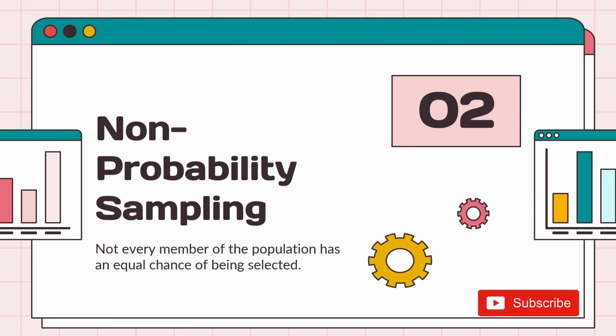Now let's look at non-probability sampling. In this approach, not everyone has an equal chance of being selected. This is often more practical for classroom research, but it's more prone to bias. Let's break it down into the types.